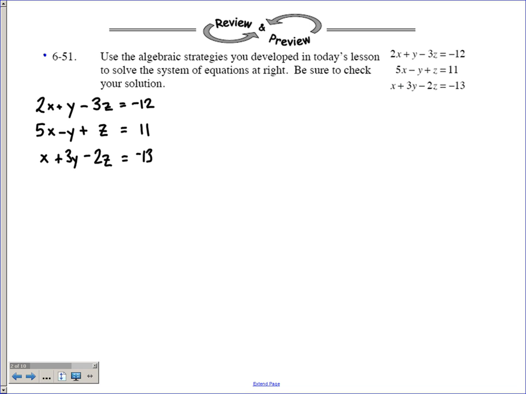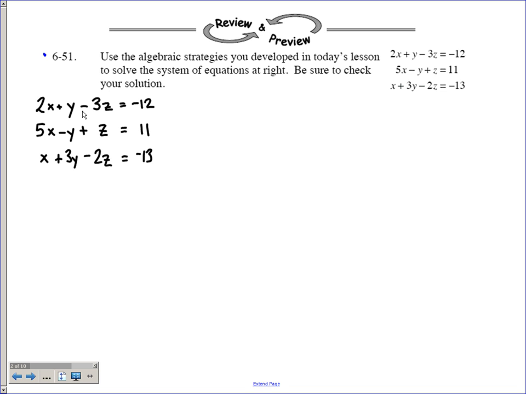Problem 6-51. Use the algebraic strategies you developed in today's lesson to solve the system of equations at right. Be sure to check your solution. So we've got the system over here that's given to us. Notice we have 3 equations because we're dealing with 3 different variables.